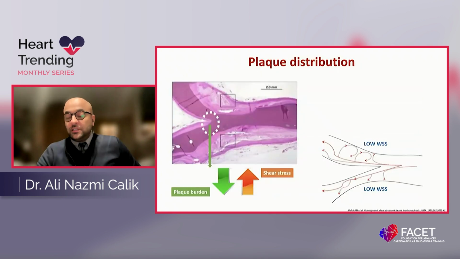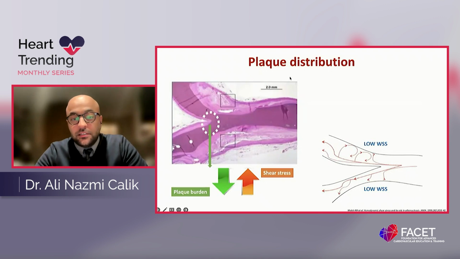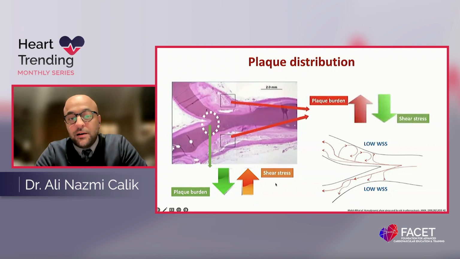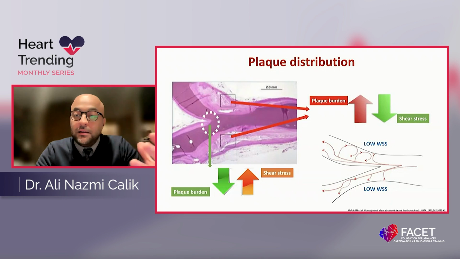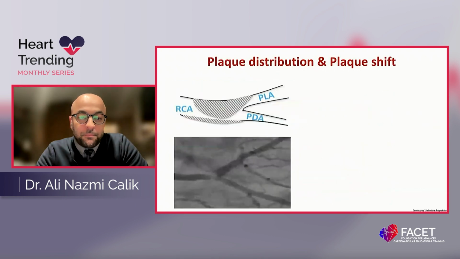Plaque distribution is another important thing to consider, Chadi, because as we know, at the bifurcation side there is no plaque because there is high shear stress. But on the opposite walls of the bifurcation, the carina, there is an increased plaque burden because of the low shear stress. It is always important to bear this in mind. Let me show you with one example.